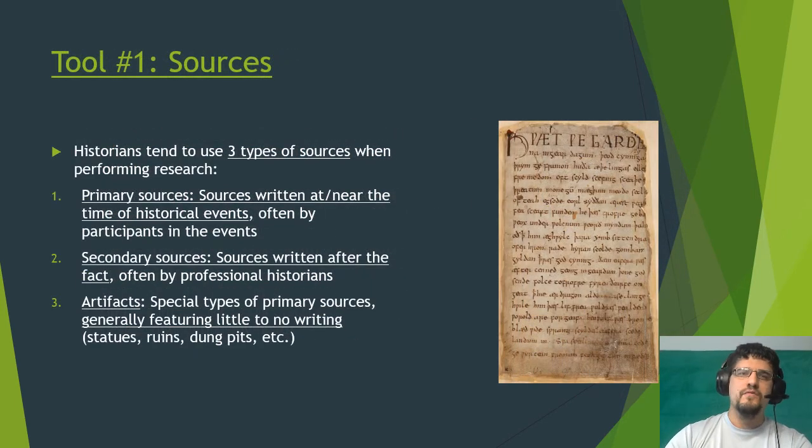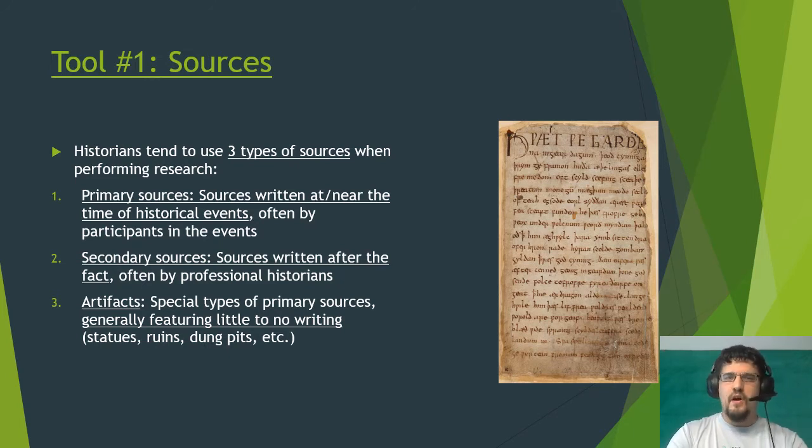First tool that we use is our sources. Historians tend to use 3 types of sources when we perform research. We've got primary sources, which were written either at the time of the event or very close to it. So if I'm talking to you about a battle that took place in 1066, our primary sources are going to be stuff from around that time period.